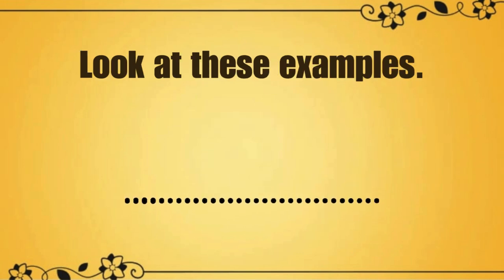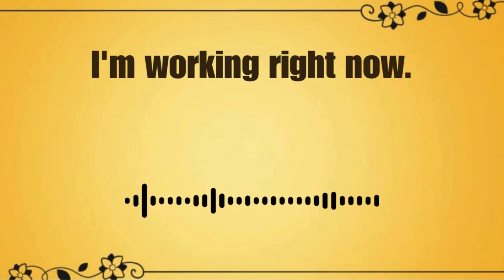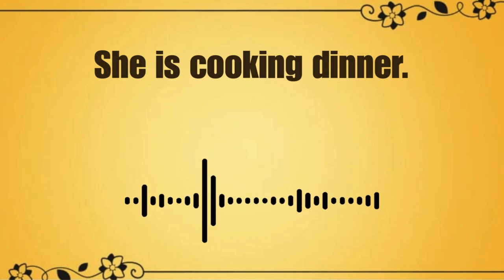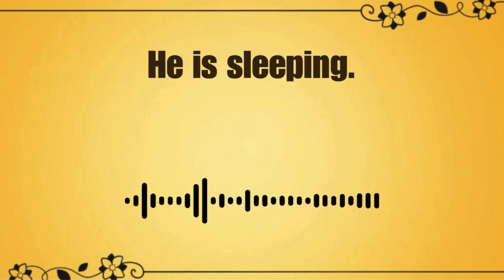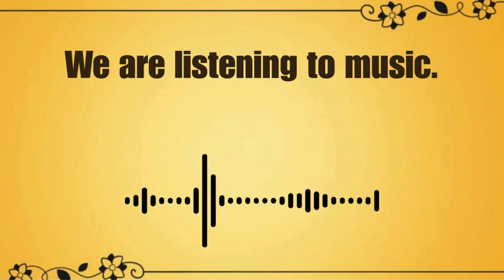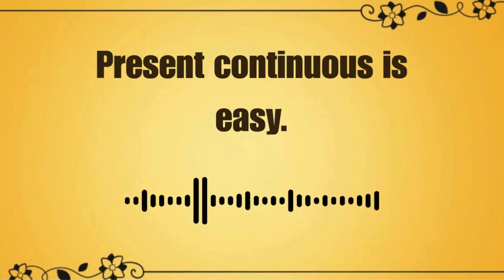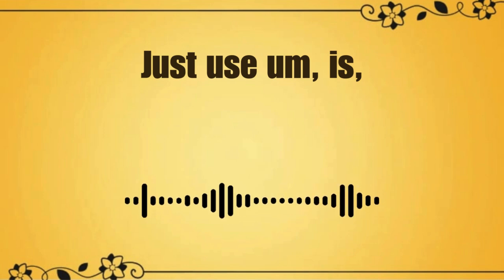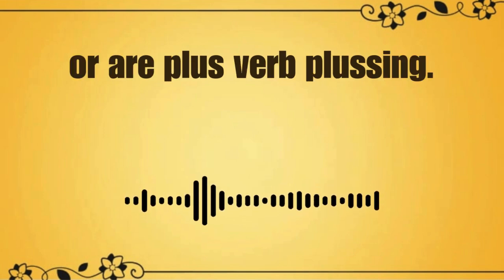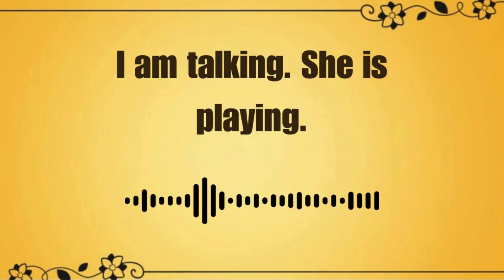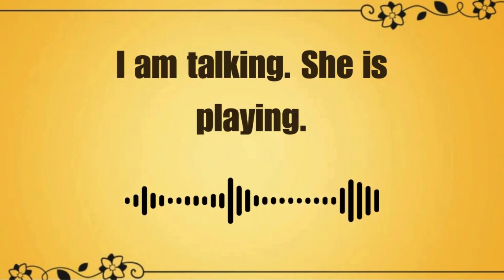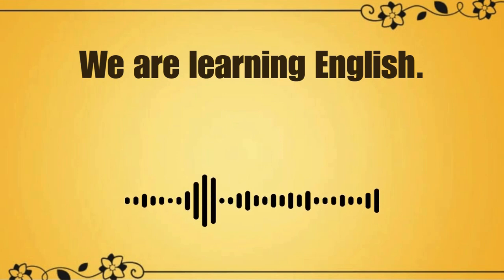Look at these examples. I'm working right now. She is cooking dinner. They are talking to friends. He is sleeping. We are listening to music. Present continuous is easy. Just use is or are plus verb plus ing. It's happening right now. I am talking. She is playing. We are learning English.